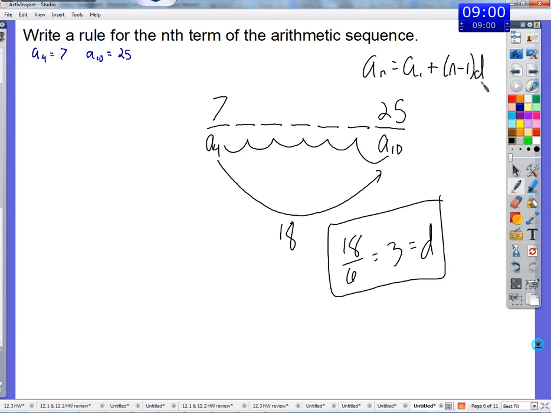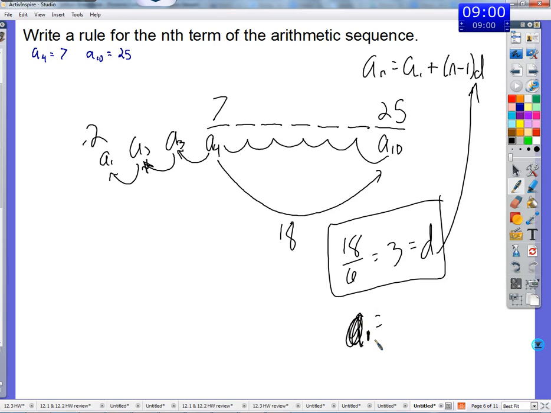So, we have D. That's 3. What else do we need? How are we going to figure out what a sub 1 is? Work backwards from 7. We go back 1, we get to a sub 3. We go back again, we get to a sub 2, and then a sub 1. Negative 2, by subtracting 3, 3, 3. So a sub 1 equals negative 2.